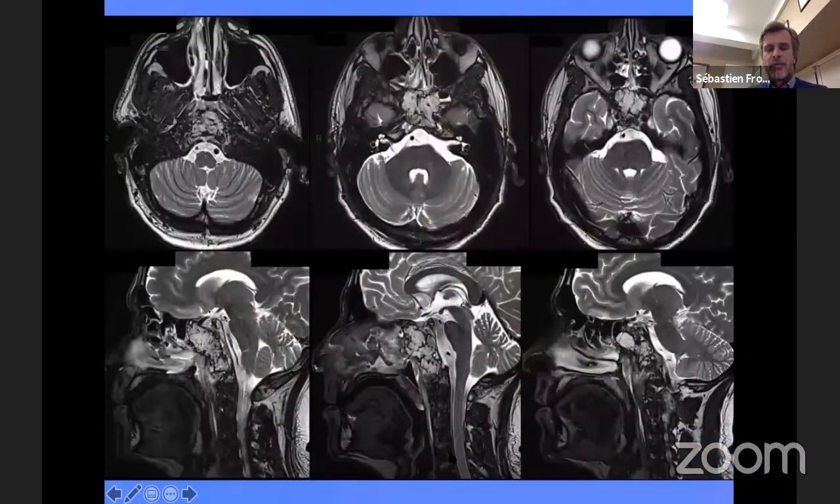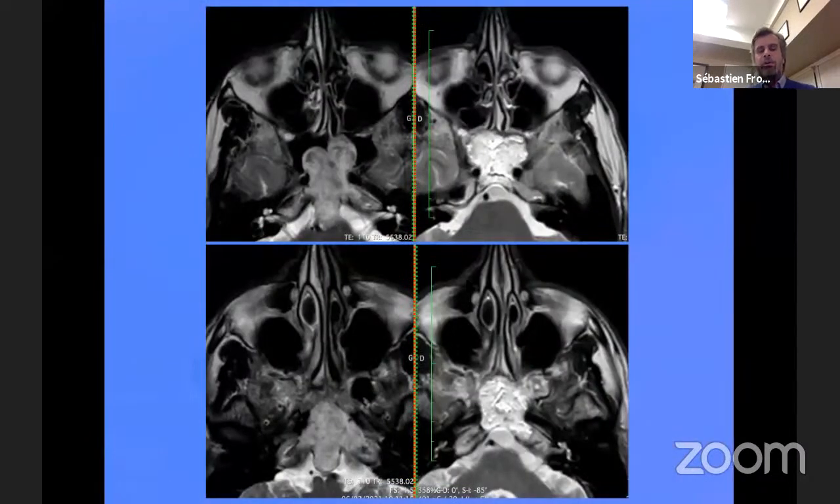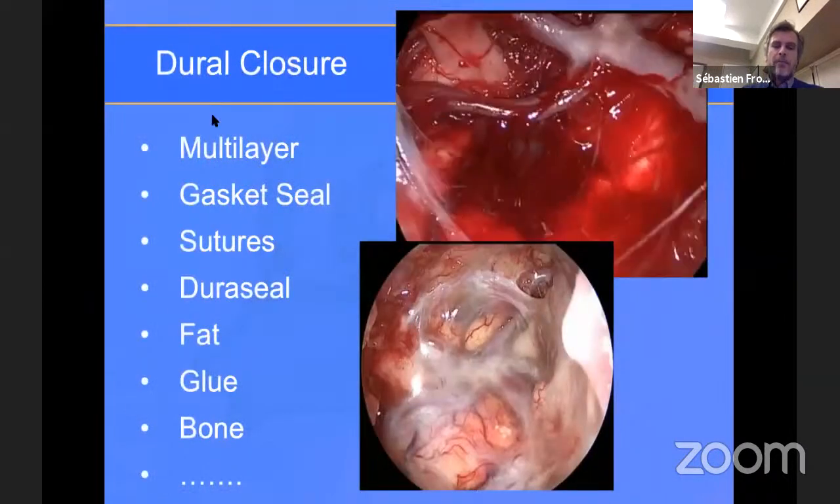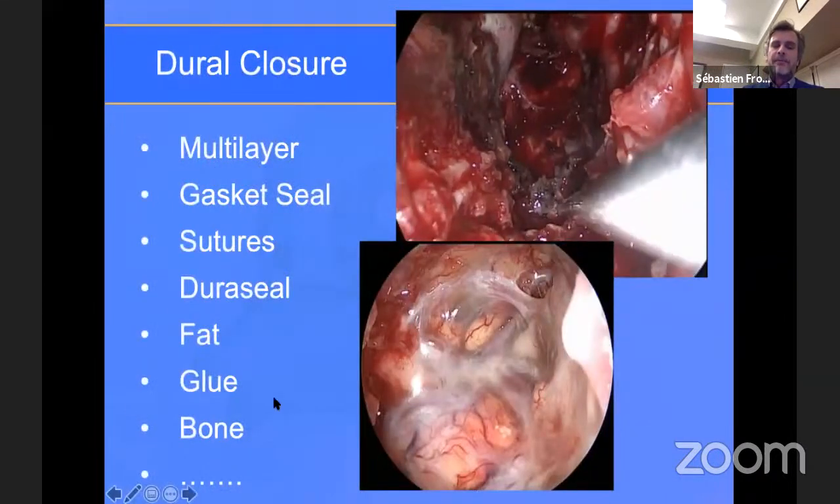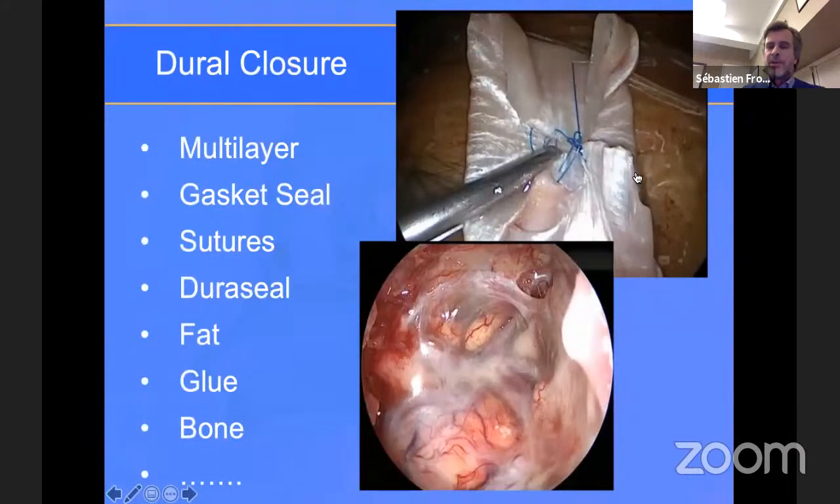I think I am almost done. This is another case I did recently. You see between the preoperative and post-operative MRI, the only thing changed is the signal of the tumor, which is now a signal of fat. But the endonasal anatomy is exactly the same. Michael, I think I will stop here.